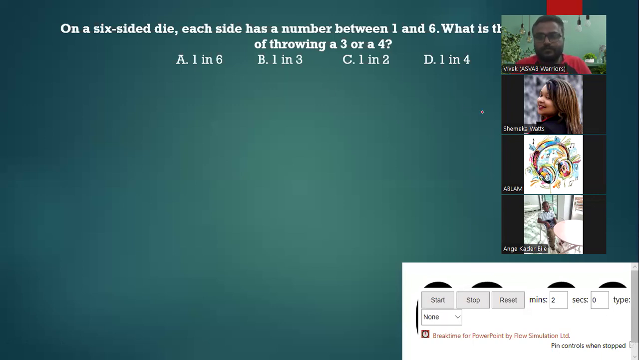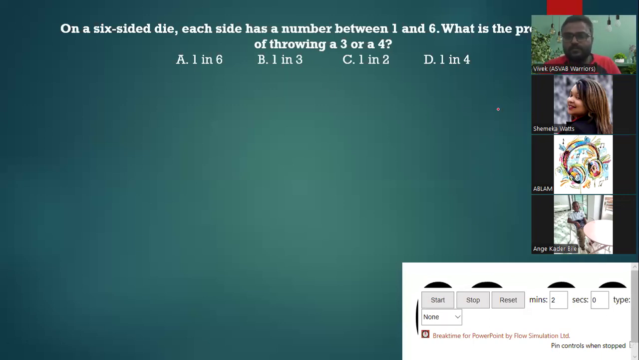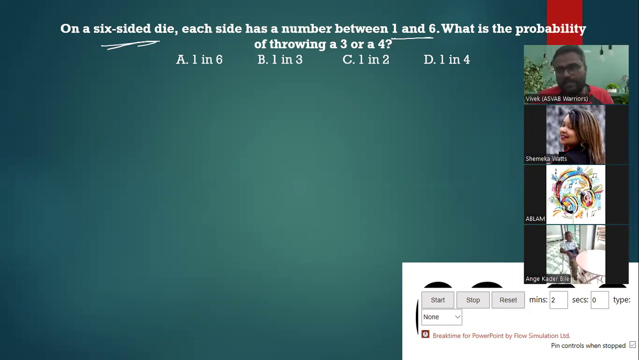Here we go. On a six-sided die, each face has a number between 1 and 6. This is universal. Everyone knows that. 1, 2, 3, 4, 5, 6. These are the total outcomes. If you roll a die, you will get only numbers from 1 to 6. You cannot get 0, you cannot get 7. So these are the total outcomes.